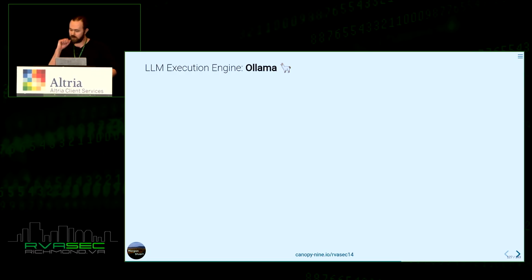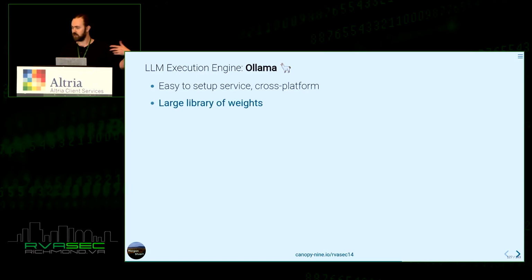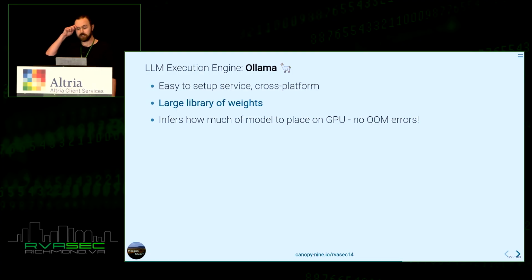We're getting into some more of the practical examples here, so I want to tell you that at this point I'm using the Ollama sort of managed interface to do this, and this is super easy to set up. There's a large library of weights. It infers how much of the model to place on the GPU, so you're not going to get those out-of-memory errors that are super annoying.